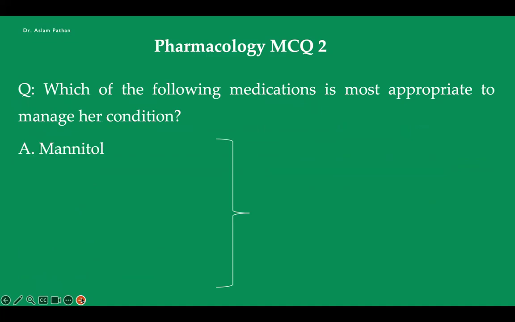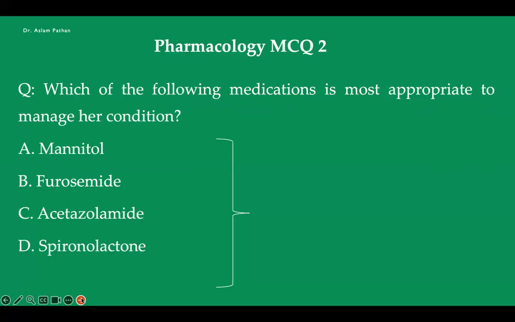Which of the following medications is most appropriate to manage her condition? All the options are diuretics. And the correct answer of this case is acetazolamide, which is a carbonic anhydrase inhibitor. Let us see the explanation.